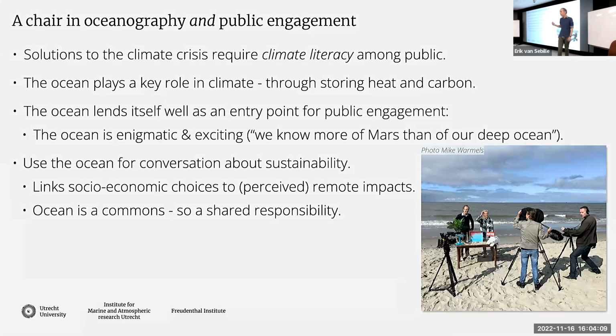The ocean is also important as a link for sustainability, because thinking about plastic, for example, it links socioeconomic choices to perceived remote impacts. What do I mean by that? We all here in this room, I'm sure you've stood in a coffee bar and thought, I'm not going to take another takeout cup, or I'm glad that I took my reused cup because I care about the ocean plastic, right? Or I'm not taking a straw today, or I'm not taking a recycling bag because I care about the turtles in the ocean.